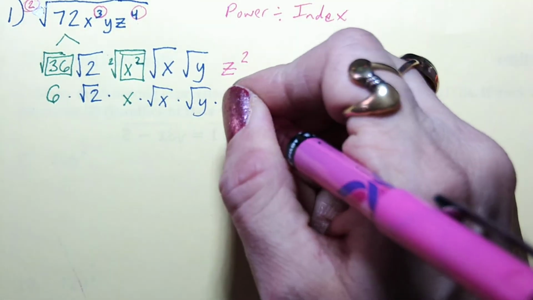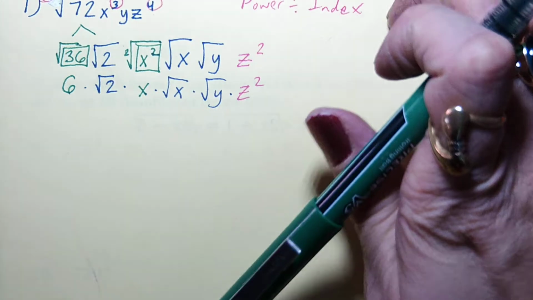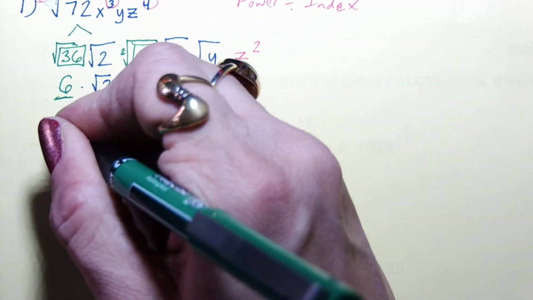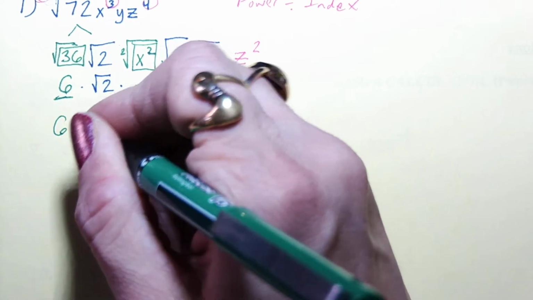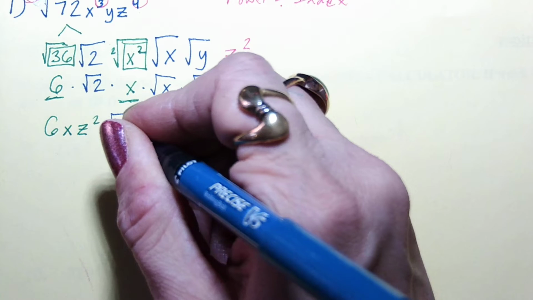And that brings us to our last important step of shuffling things around so that all of our coefficients, or outside stuff, is out in front, and then all of our radical stuff is together behind. So I will have the 6 and the x and the z squared out in front. And then I'm going to mush all that radical stuff together. So 2xy.